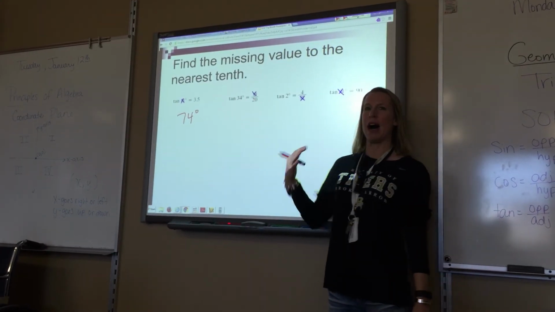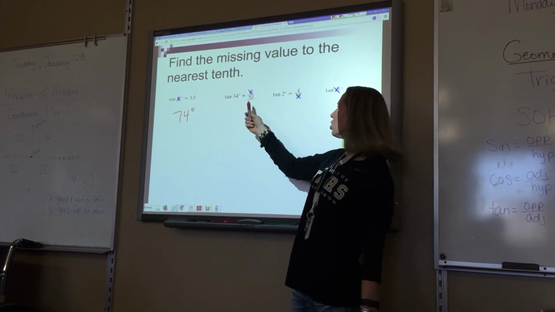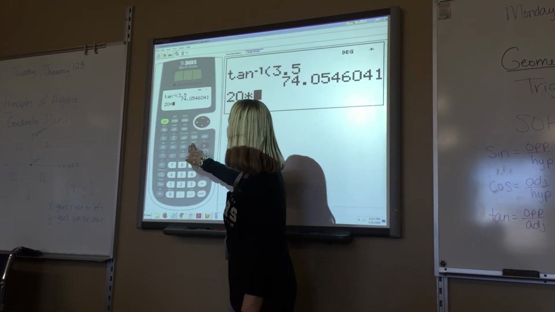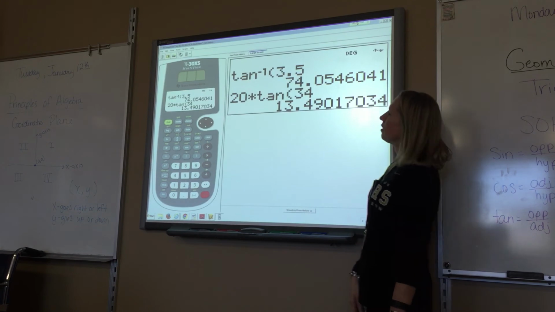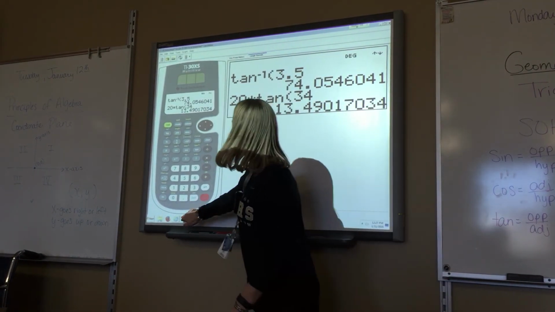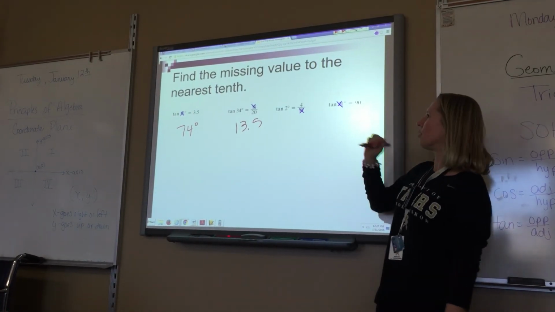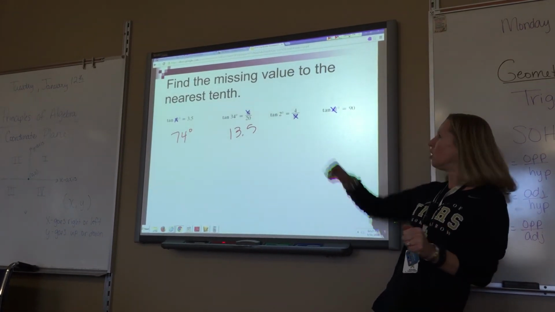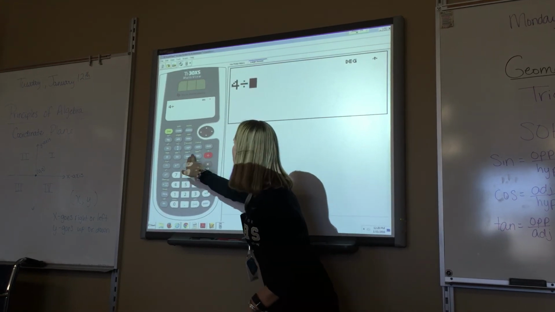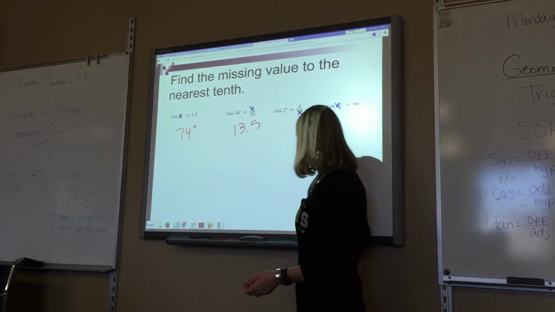Okay, what if X is up high? Multiply. What number do you type in the calculator first? 20. So you do 20 times tan 34. And you get 13.5. Ryan, you okay with this? Okay. So 13.5. What if X is on bottom? Divide. What number do you type in the calculator first? 4 divided by tan 2. And I get 114.5.